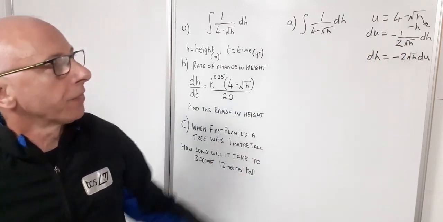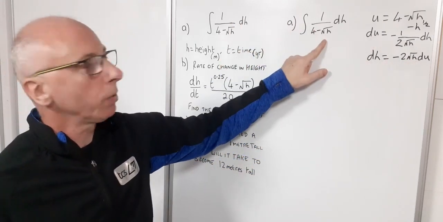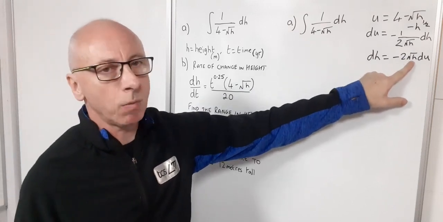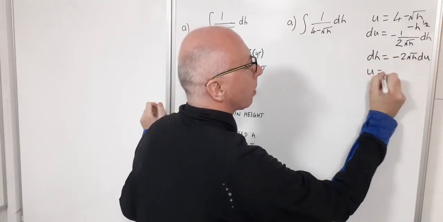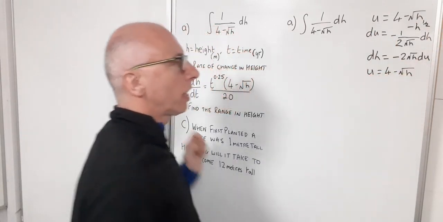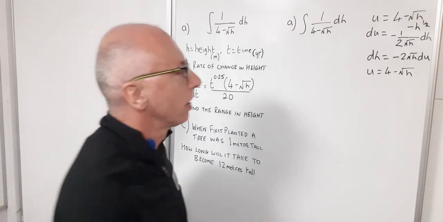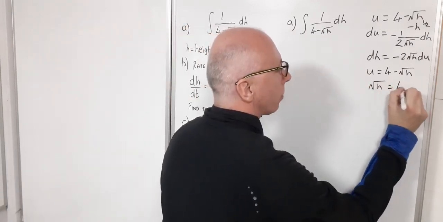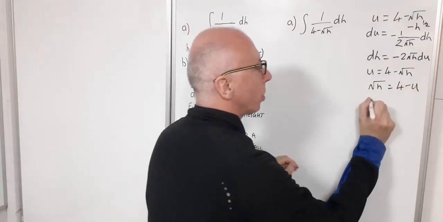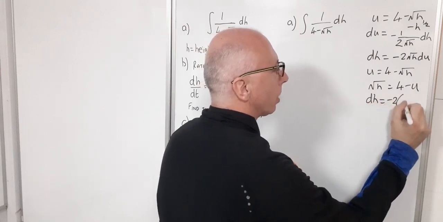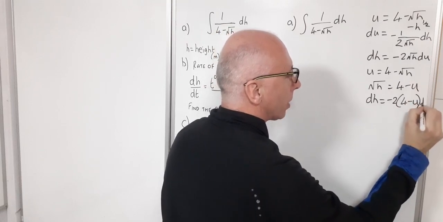But I see here, square root of h, we can't substitute that into here when we're doing a u substitution. So we need to find out what square root of h is in terms of u. So let's use our original one, u equals 4 minus root h. To get root h on its own, let's bring that over here and then take the u over to this side. So then we'll get square root of h equals 4 minus u. So then dh, using this substitution, dh equals minus 2 times (4 minus u), and then that's du.